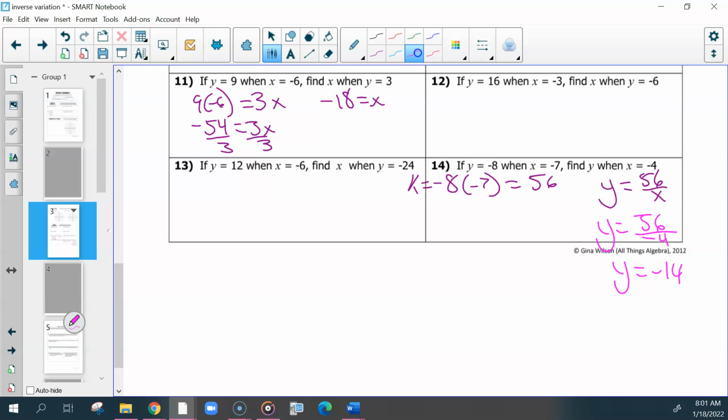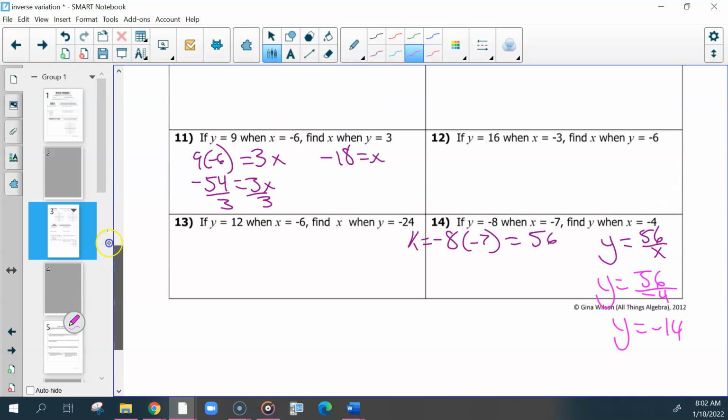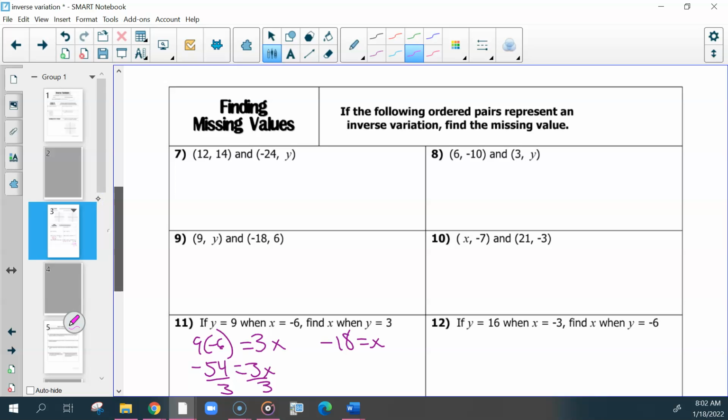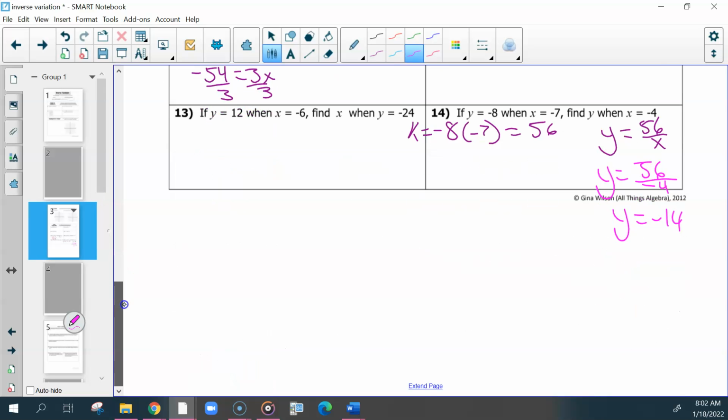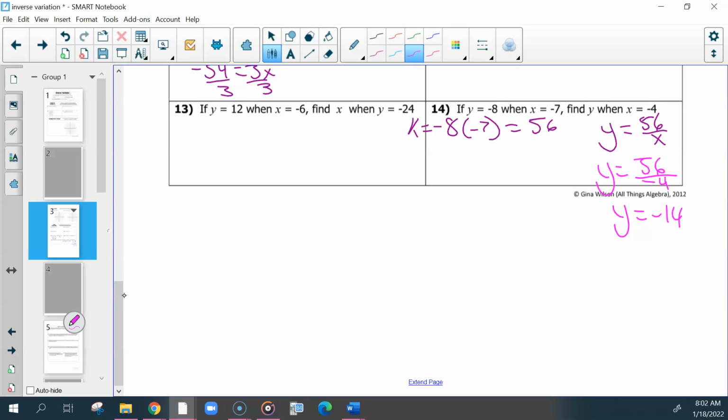So you can do it either way, whichever way is more comfortable for you, or if you like both, use both. Do you have any questions on those 2 before I let you try the remaining on your own? I'll give you 3 to 5 minutes to finish those 4, 8, 9, 12, and 13. And then we'll come back and we'll talk about those.